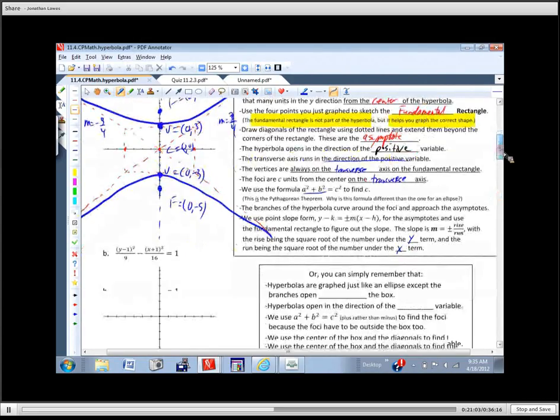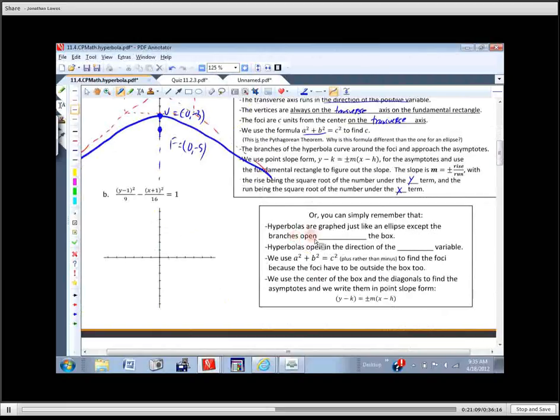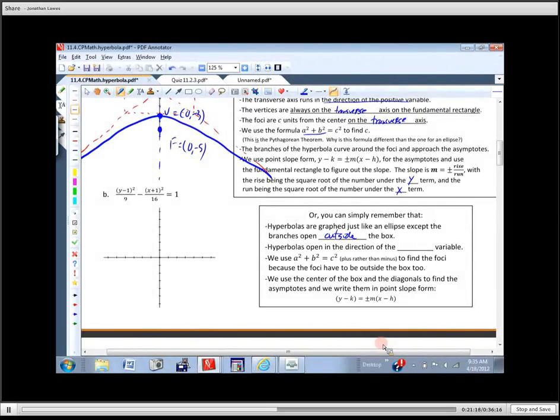Okay. So you can remember all of this stuff, or you can think of it like this. Hyperbolas are graphed just like ellipses, except the branches open outside the box. Hyperbolas open in the direction of the positive variable. We use a squared plus b squared equals c squared. We add the two numbers in those denominators together to make sure that our foci will be outside that box. And then we use the center of the box and the diagonals to help us graph the hyperbola and to write the equation for the asymptotes.